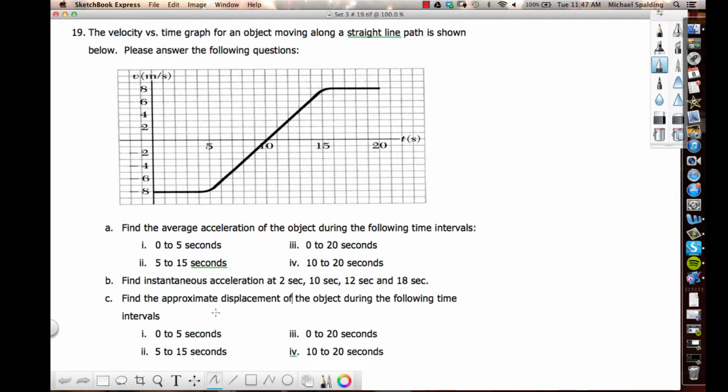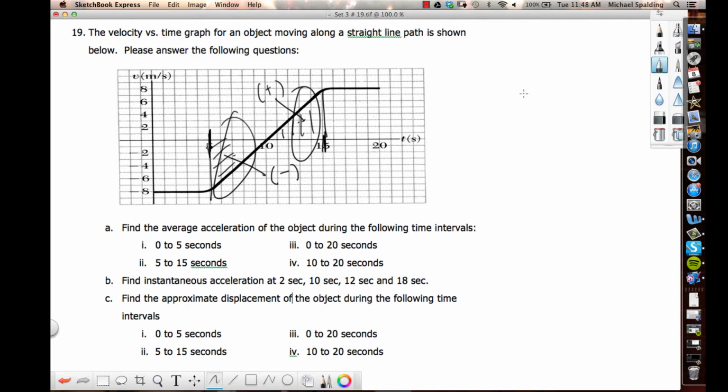What is the displacement from 5 to 15? Ooh, look at this. So 5 to 15. Look, we got 2 areas here. This area down here is what? Negative. This area up here is what? Positive. Are those same areas or different? Same. So what are these 2 displacements going to do? Cancel.